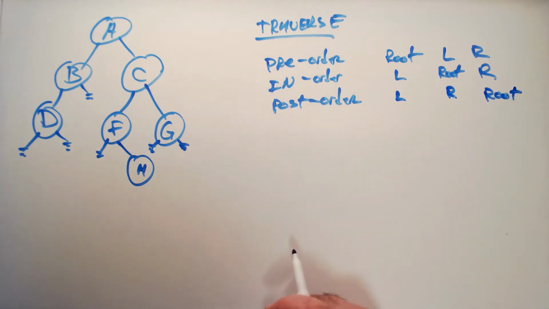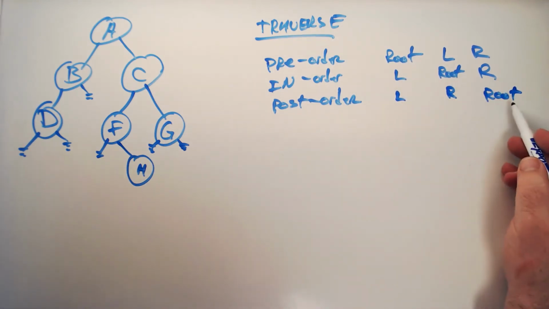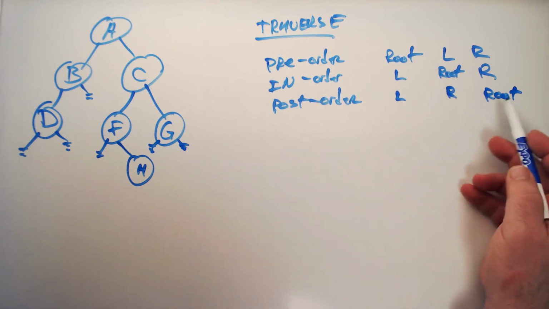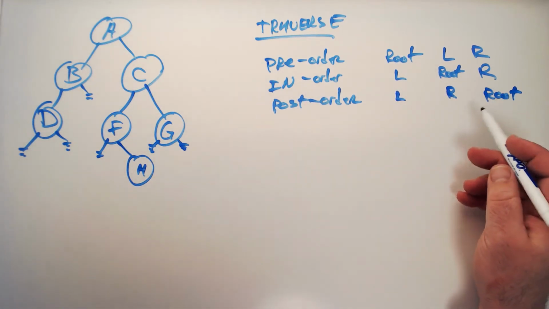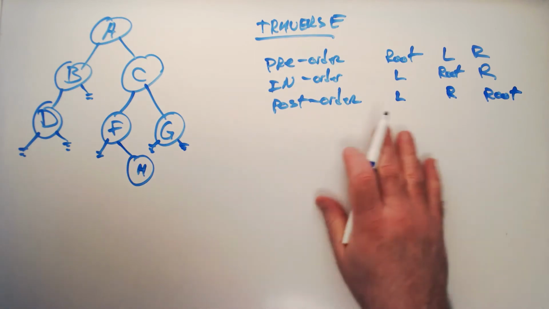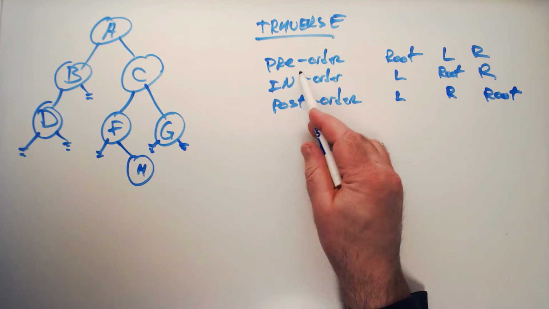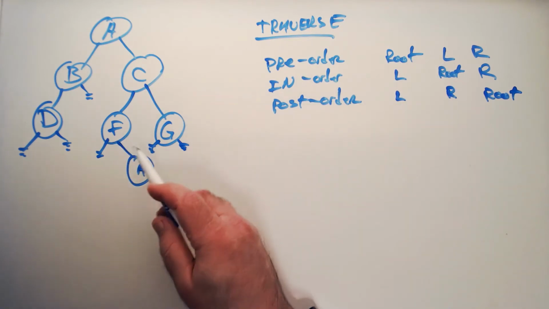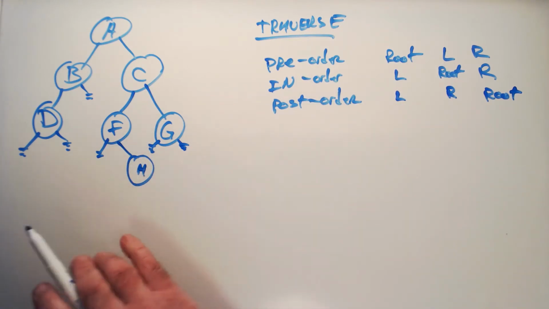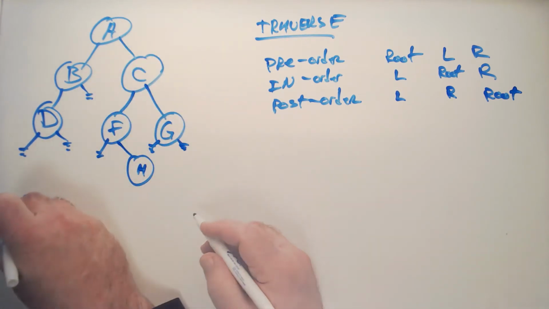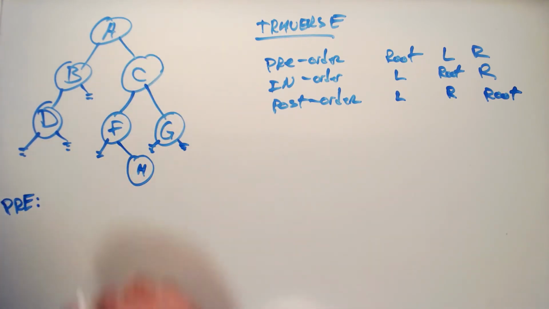Now you can clearly see pre, in, and post is referring to when the root node itself is visited of a given subtree. So let's look more closely at what this really means. Let's walk through a pre-order traversal of this tree. And we'll write down the letters of the nodes that we encounter in the order that we encounter them, all right? Okay, so what happens in pre-order?